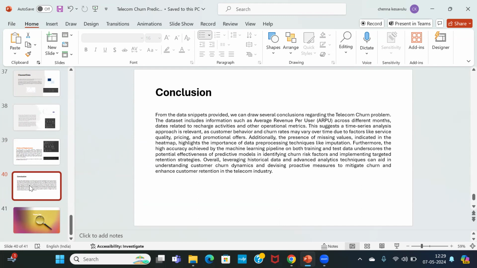Additionally, the presence of missing values indicated in the heat map highlights the importance of data processing techniques like imputation. Furthermore, the high accuracy achieved by the machine learning pipeline on both training and test data underscores the potential effectiveness of predictive models in identifying churn risk factors and implementing targeted retention strategies. Overall, leveraging historical data and advanced analytic techniques can aid in understanding customer churn dynamics and devising proactive measures to mitigate churn and enhance customer retention in the telecom industry.